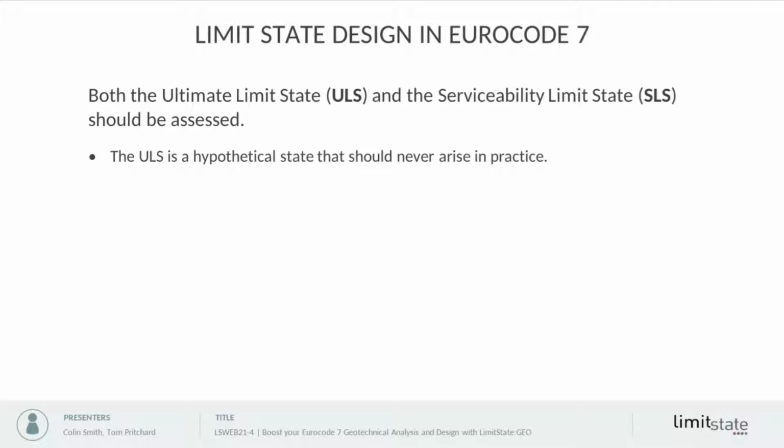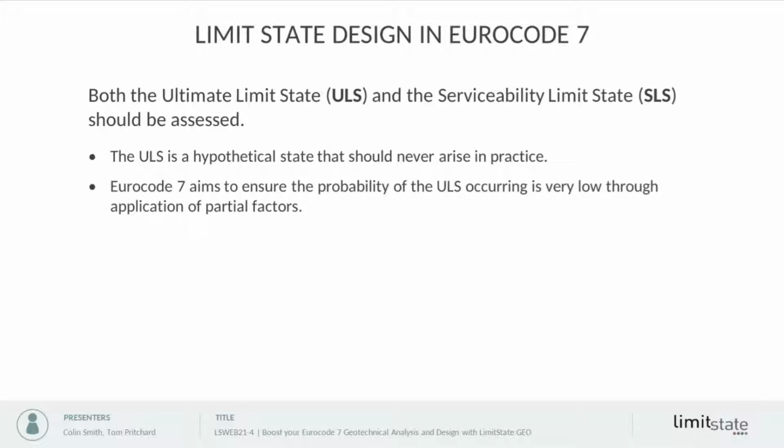When we think about ultimate limit state analysis and design, we recognize that the ultimate limit state is a hypothetical state that should never arise in practice. Nothing we build should ever get anywhere near the ultimate limit state. The idea of Eurocode 7 is to ensure the probability of this ultimate limit state occurring is extremely low, and we do that generally through the application of partial factors.